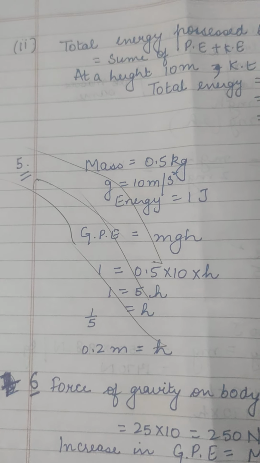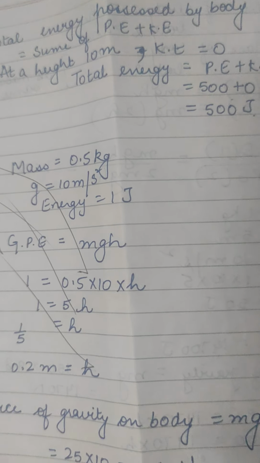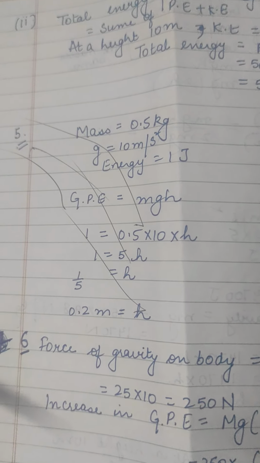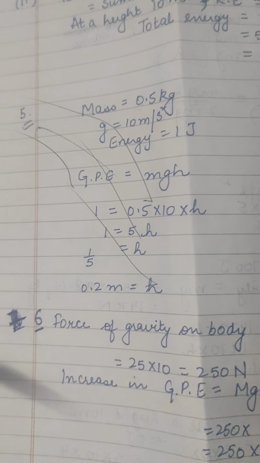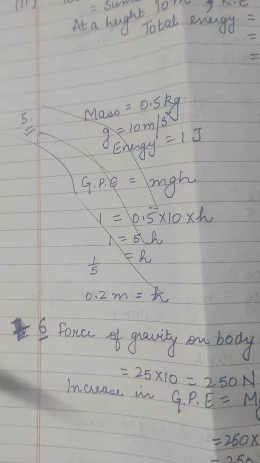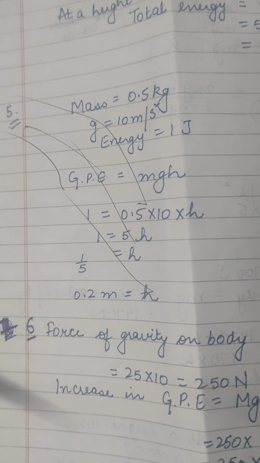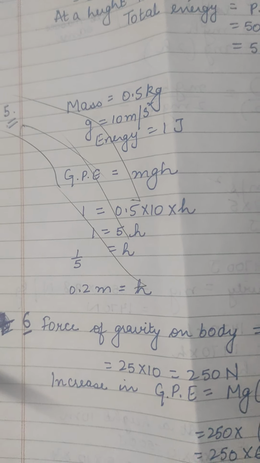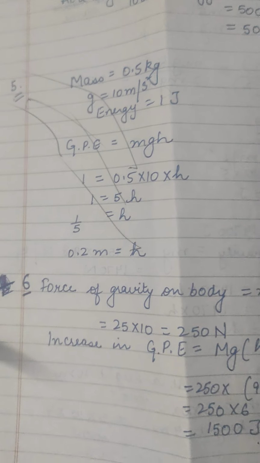The next numerical, the fifth question: calculate the height through which a body of mass 0.5 kg is lifted if the energy spent in doing so is 1 joule. Energy is given as 1 joule, mass is given, g is given. Putting down all the values, you will get the value of h.